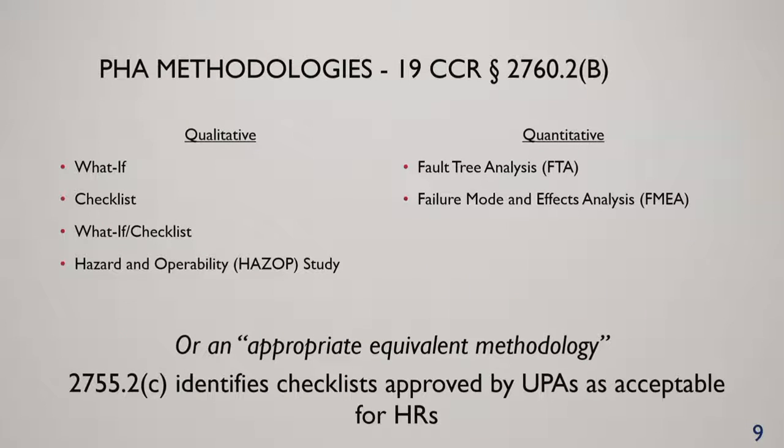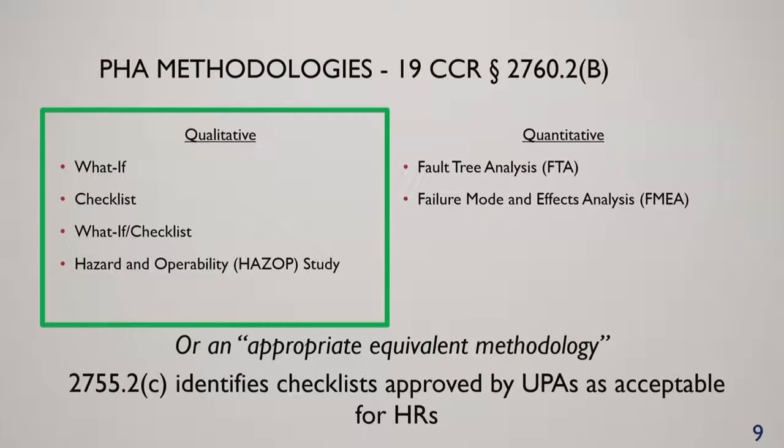Okay, next, jumping into the methodologies. So the reg in Program 3 language specifies 6 specific methodologies: the what-if, the checklist, hazard and operability study, or HAZOP, fault tree analysis, and failure modes and effects analysis. Up here, I've split it up into what are considered the qualitative assessments and the quantitative assessments. Really, we're just going to be focusing on the qualitative assessments, because that's what we normally see. And of these 4, really, we're looking at the bottom 2, the what-if checklist and the HAZOP. Those 2 assessments are really what we've seen in practice in Contra Costa County.